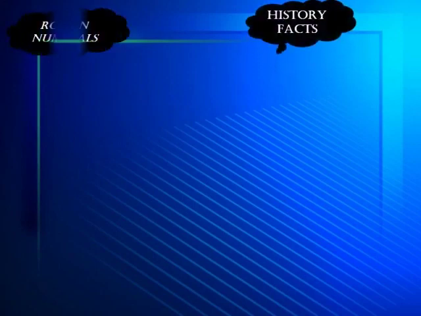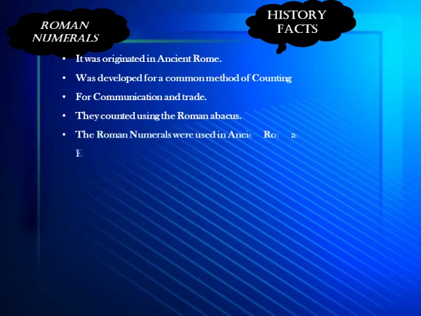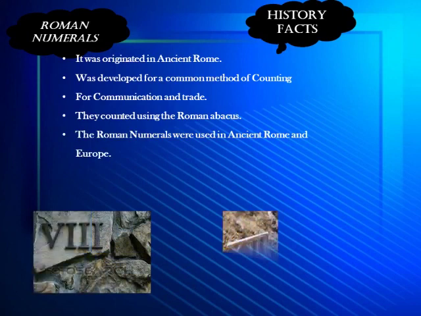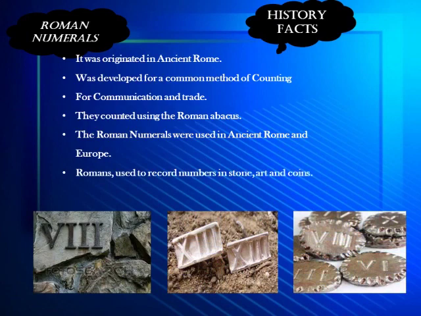Okay, children, let us see the history facts of Roman numerals. Roman numerals originated in ancient Rome. They were developed as a common method of counting, and they mostly used it for communication and trade. They started counting using the Roman abacus. The Roman numerals were used in ancient Rome and Europe, and they used to record numbers on stone and coins. The pictures are given below showing how they recorded the numbers. It has given C below. And in 1300 AD, Hindu-Arabic numerals were introduced by a mathematician in India.